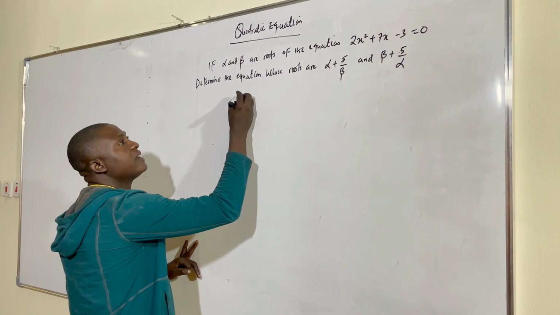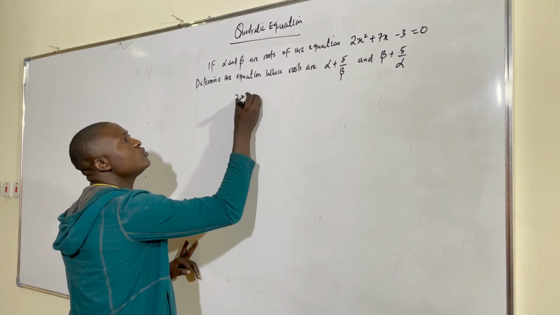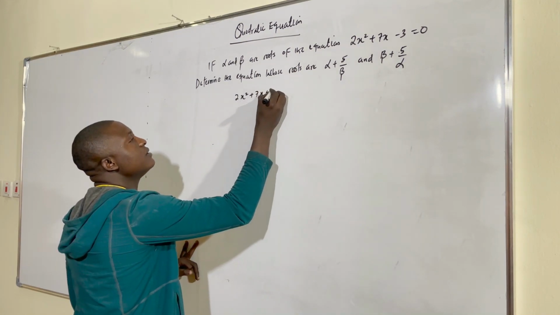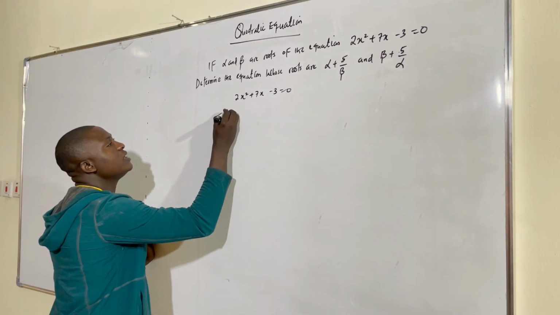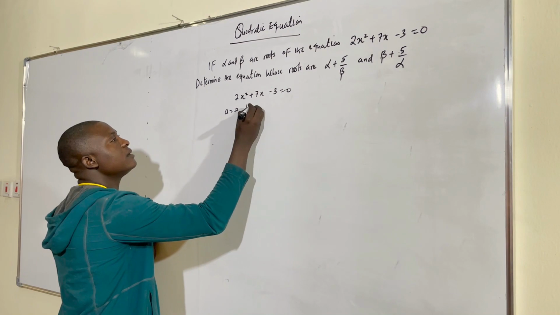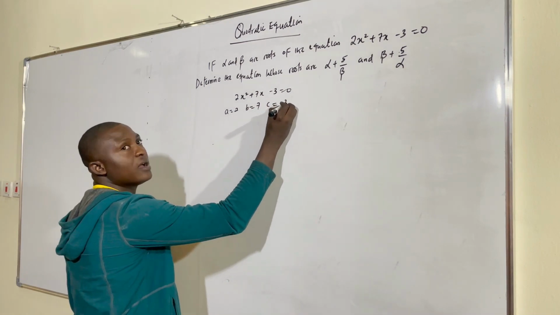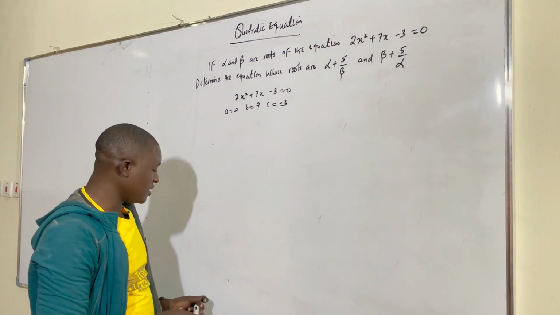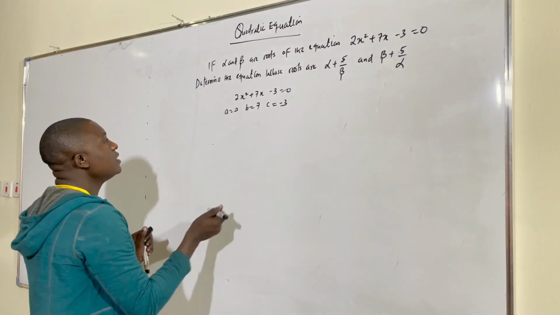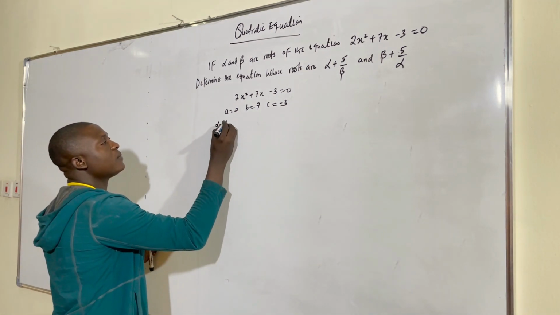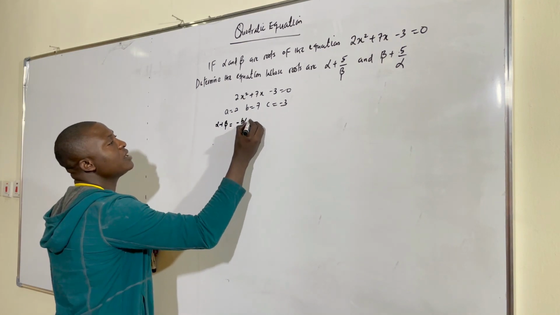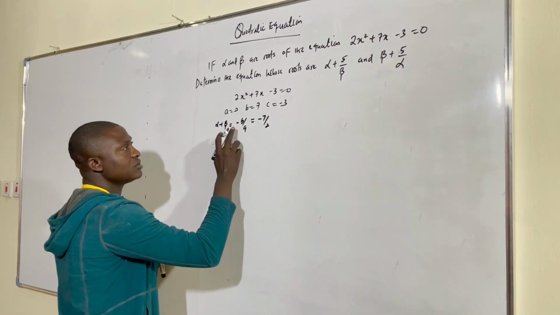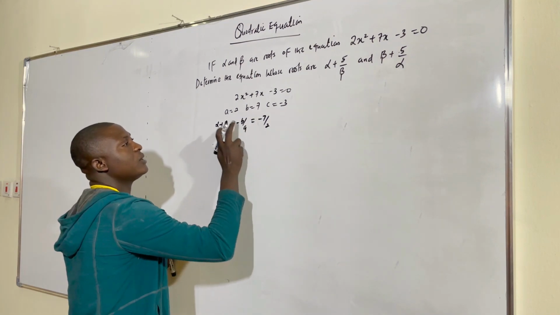From that problem, let's identify our data. We have 2x squared plus 7x minus 3 equal to 0. As usual, A is 2, B is 7, and C is minus 3. So now, what is the first one? Alpha plus beta. As usual, alpha plus beta is going to be minus B over A. That is minus 7 over 2, right? Because our B is 7 and our A is 2.